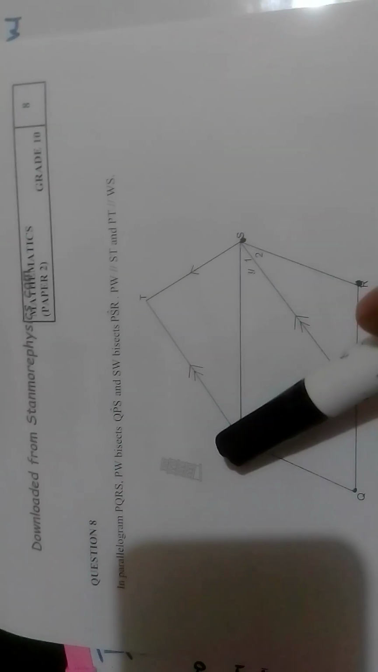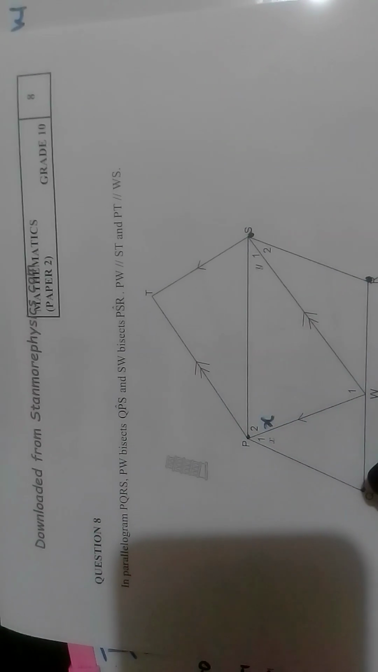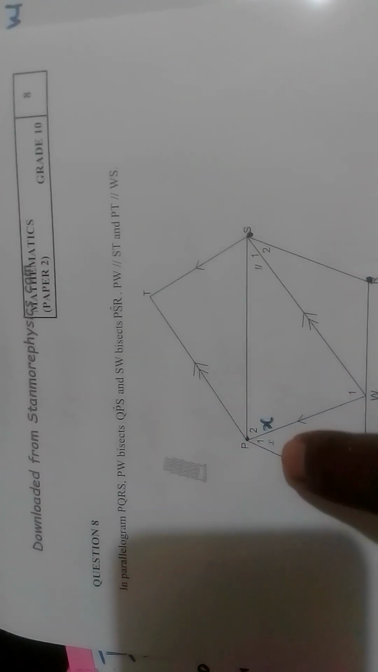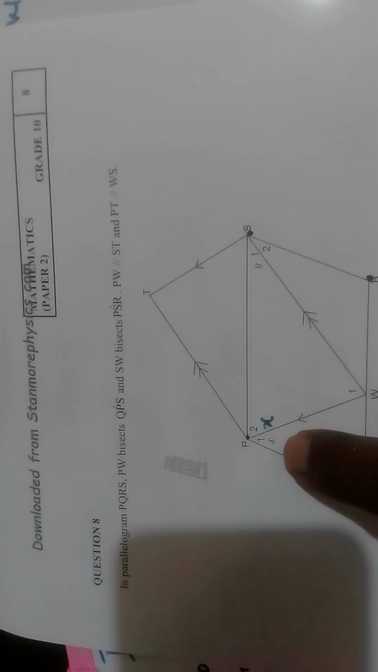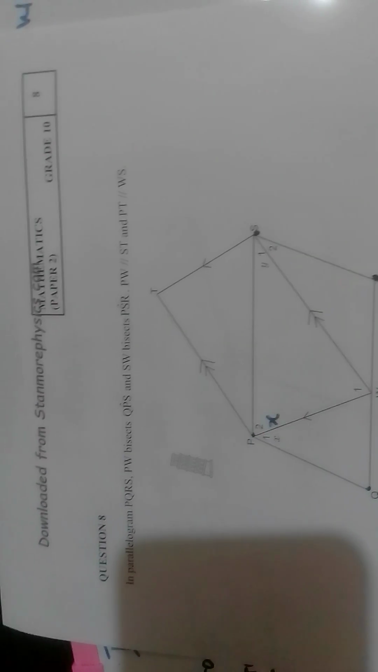We are told that this line PW, which we see here, bisects angle QPS, meaning that P1 and P2 have been divided into two equal parts. Now observe on P1 it was written X, which means that P2 is equal to X as well. And it continues, and SW bisects angle PSR. So we have this line SW here, and angle S is bisected into S1 and S2. On S1 we shall call it Y, which means that S1 is Y and S2 is equal to Y as well.